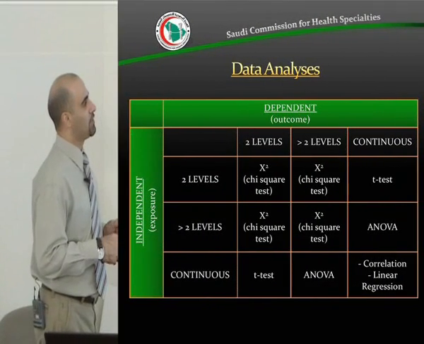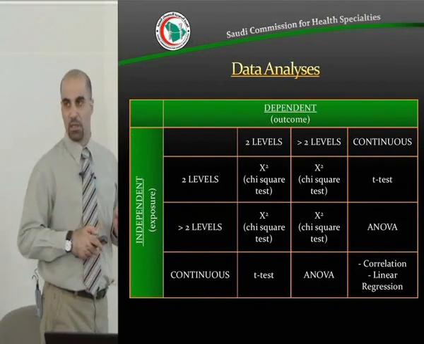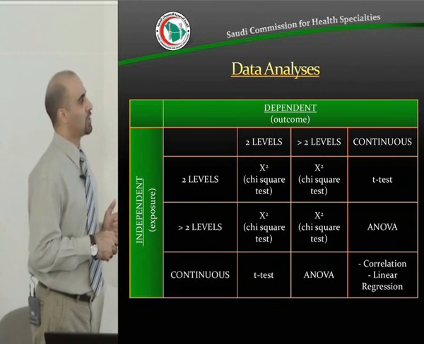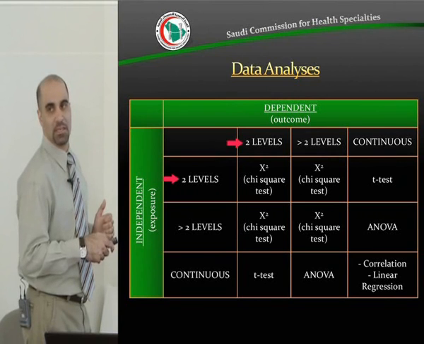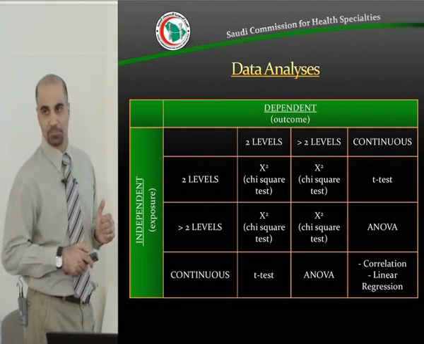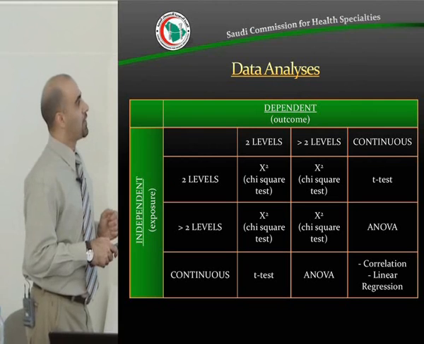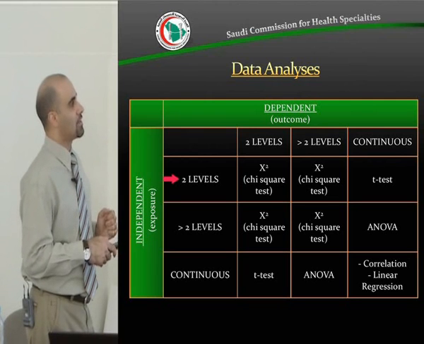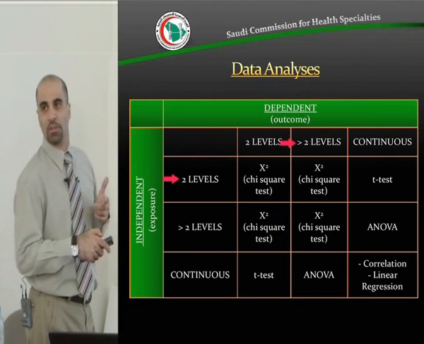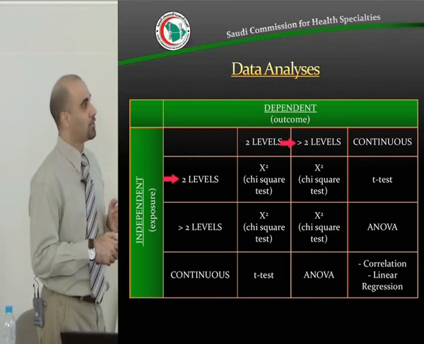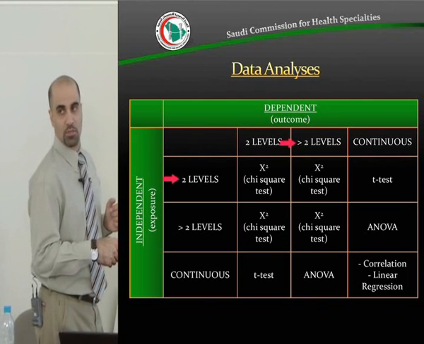Assume I have 2 levels and 2 levels. So for instance, I do a randomized clinical trial, drug A, drug B, and the outcome is mortality, yes, no, I do a chi-square test. If I have the intervention, drug A, drug B, and the outcome is, let's say, trauma triage level 1, 2, 3, 4, or 5, I also do chi-square.